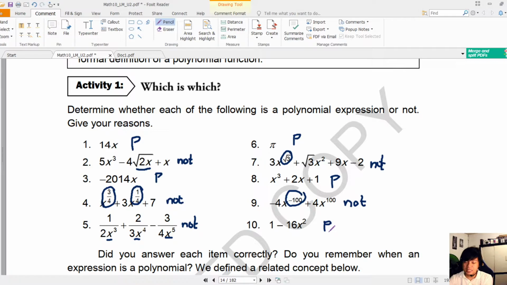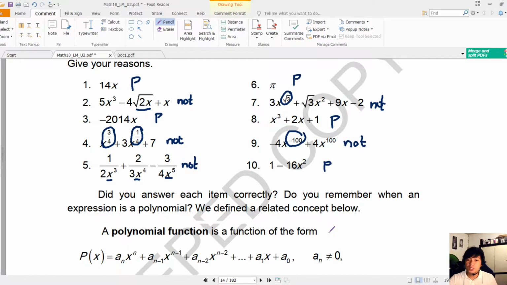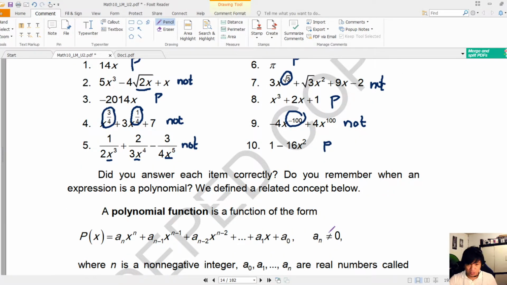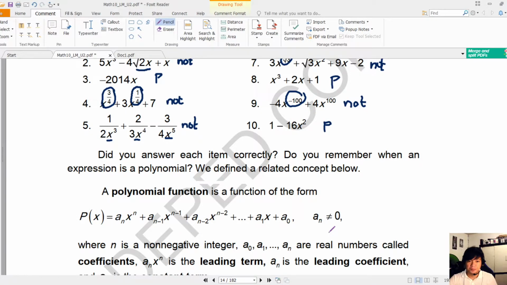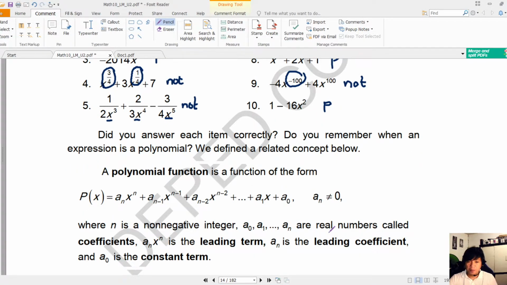So this activity is related to our new topic because we're going to discuss polynomial function. So what is a polynomial function? A polynomial function is a function of the form. So this is the form. And a sub n is not equal to 0, where ito yung mga parts ng ating polynomial function, where n is a non-negative integer. Yung n natin ito should be a non-negative integer.